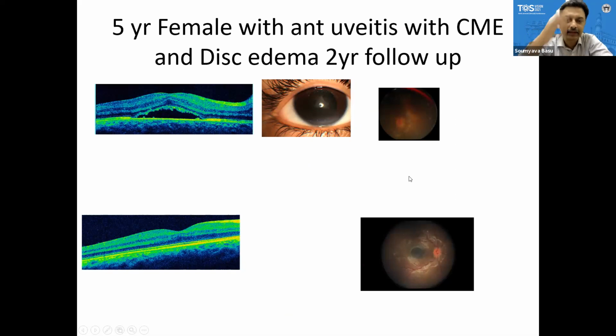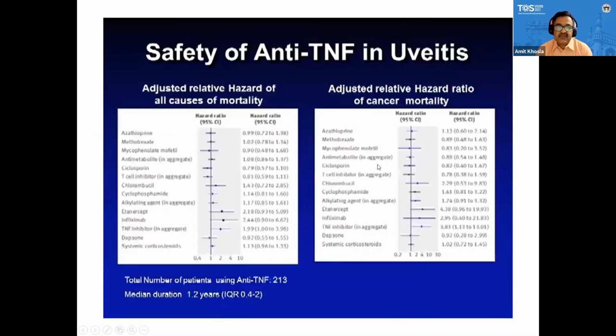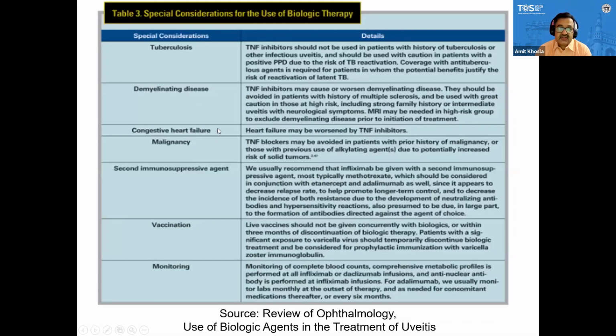Okay. So the safety of TNF blockers is always a question mark, where we have a lot of side effects, but the side effects are mostly limited to infection. So you need to rule out tuberculosis, demyelinating disorders, congestive heart failure, malignancies. And we need to give a second immunosuppressant because you can develop antibodies to the TNF blockers. And in today's world, before you start the TNF blocker, the patient should be vaccinated.